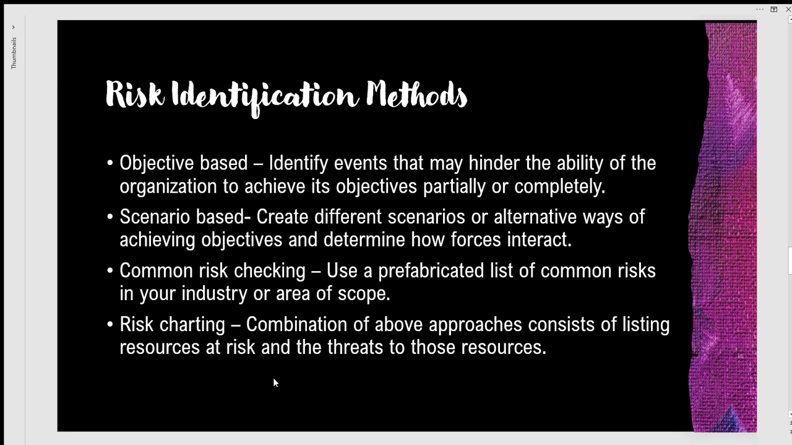Now, let's move on. Risk identification methods. So, we have 4 risk identification methods. So, first is objective-based. This is identify events that may hinder the ability of the organization to achieve its objectives partially or completely. Ibig sabihin yan, nag-identify tayo ng events na pwedeng makahadlang or makasira sa ability natin, ng organization natin, na ma-achieve yung objectives ng isang company.